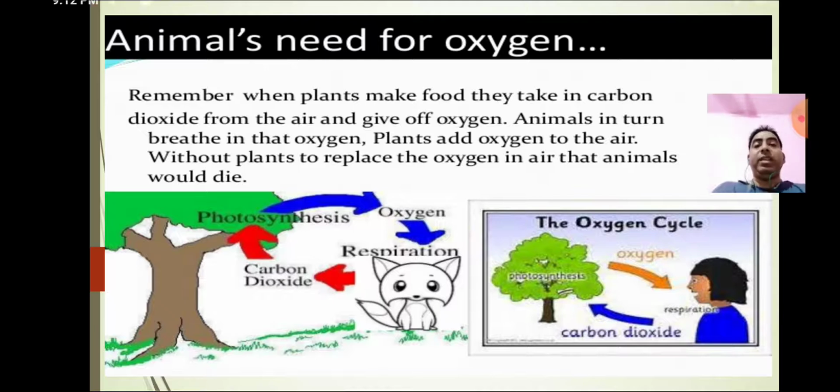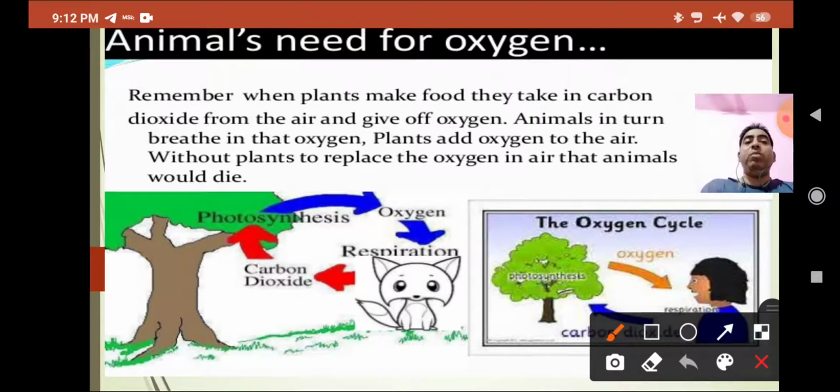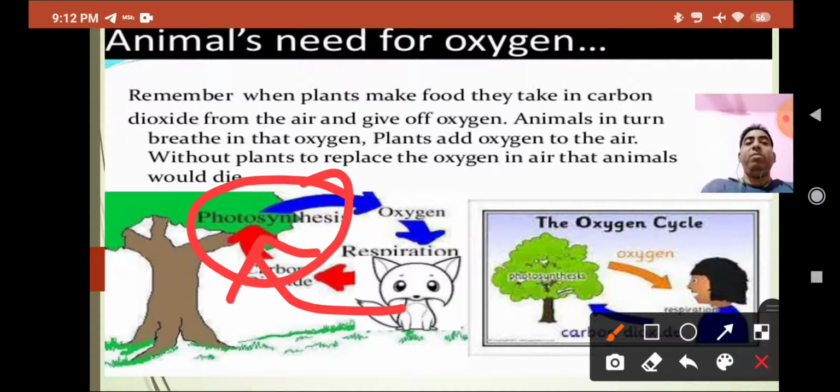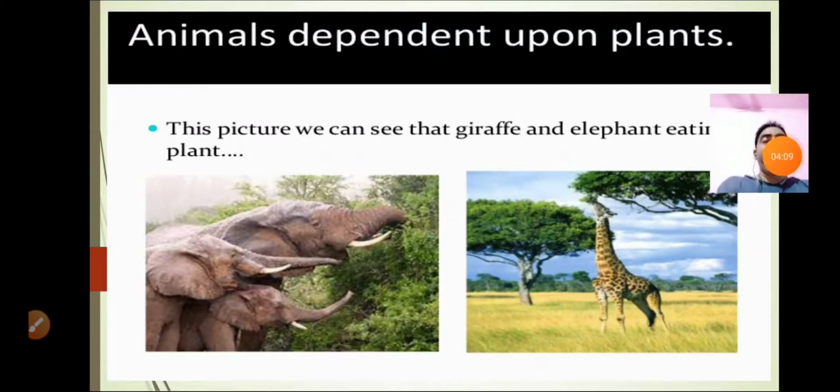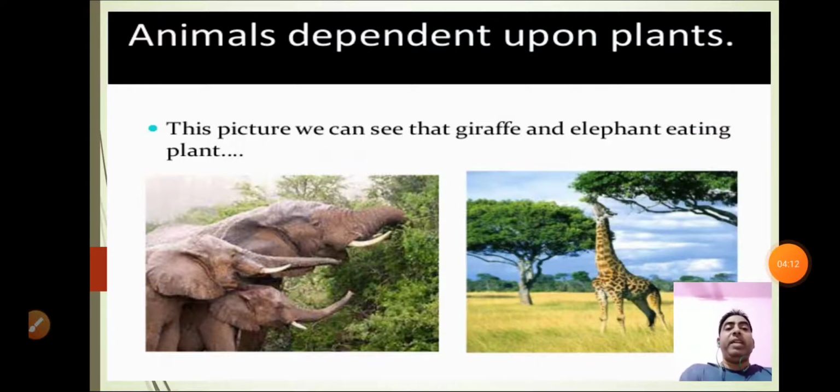You can see here plants preparing food by the process called photosynthesis. They take carbon dioxide from humans and animals. We respire and give out carbon dioxide, and after making food, the plants give out oxygen, which we take in and spend our life. That is very important. Here you can see that animals depend upon the plants. In this picture we can see a giraffe and an elephant eating plants.